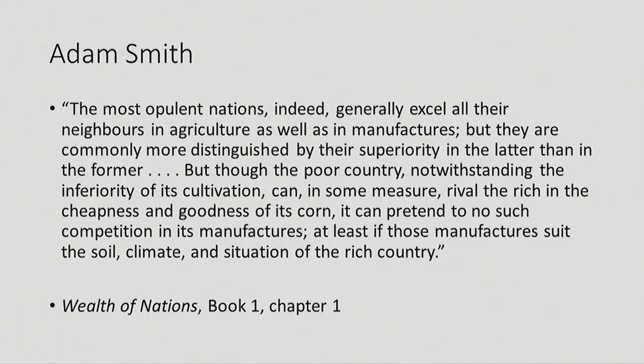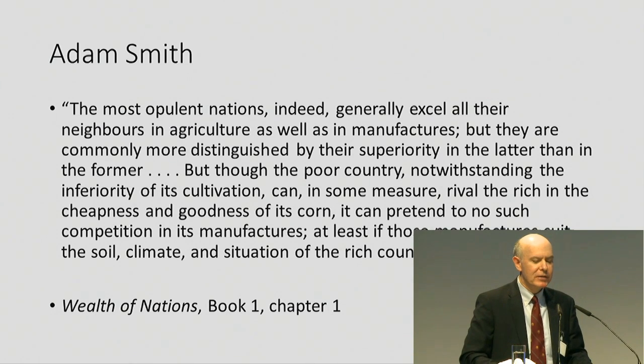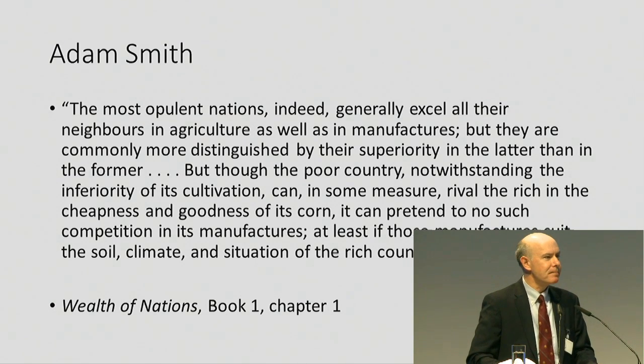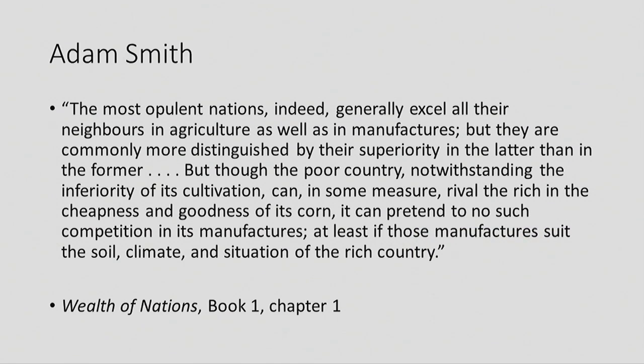And here's a passage very early in Adam Smith, when he talks about the most opulent nations generally excel all their neighbors in agriculture as well as in manufactures, but they're commonly more distinguished by their superiority in the latter than the former. The poor country, notwithstanding the inferiority of its cultivation, can in some measure rival the rich country in its cheapness and goodness of corn. It can pretend no such competition with it in manufactures, at least if those manufactures suit the soil, climate, and situation of the rich country.